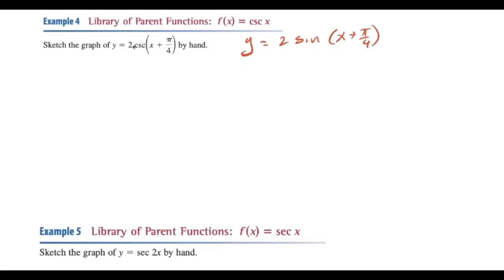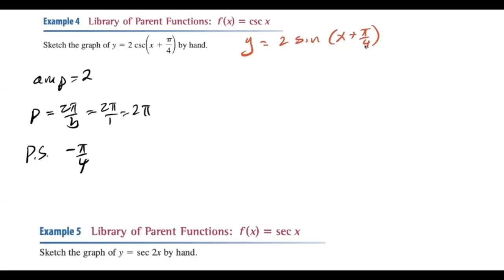Do what we always do. Find the amp. In this case it is 2. Find the period, 2 pi over b. We do not have a b in this case, so it's 1. That's 2 pi over 1, so just 2 pi. In this case, we have a phase shift. We're starting to the left, pi over 4, minus pi over 4.